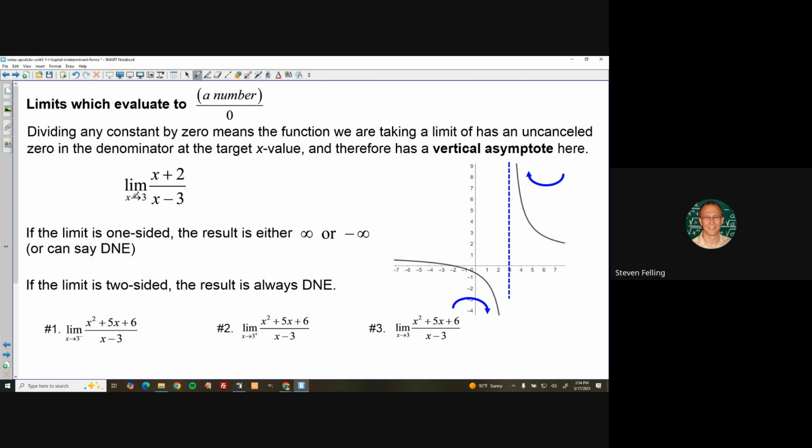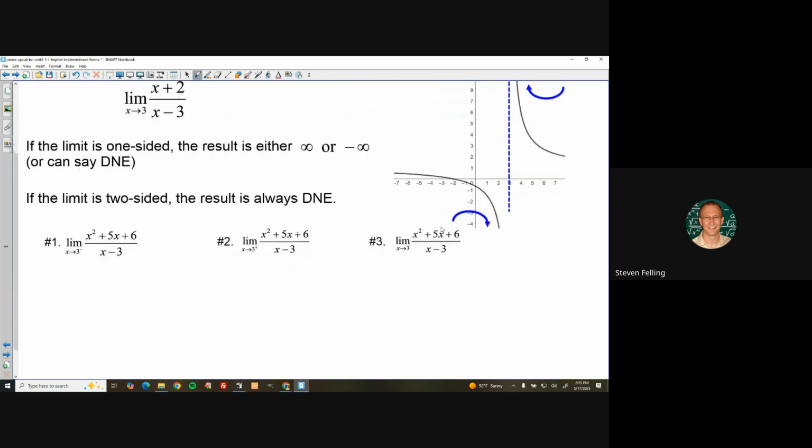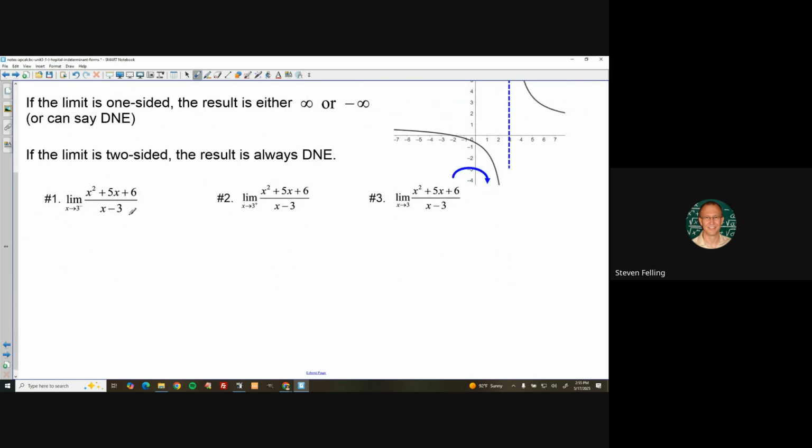Anytime you have a structure where, when you're about to plug in a value to evaluate a limit analytically, you're about to divide by zero and there's no way to factor that out and cancel it. If you have an uncanceled denominator zero, then that means the graph definitely has a vertical asymptote at that location. So that means if the limit is one-sided, you could declare that it's either negative infinity or positive infinity. If it's two-sided, you have to just declare the limit does not exist. So let's just work these three examples to show what's going on here, right?